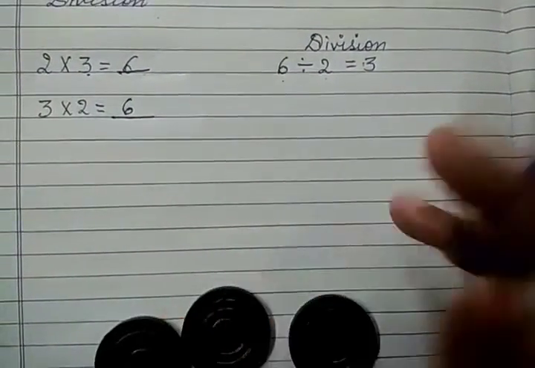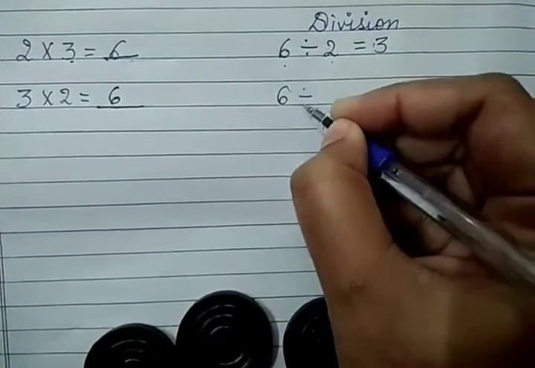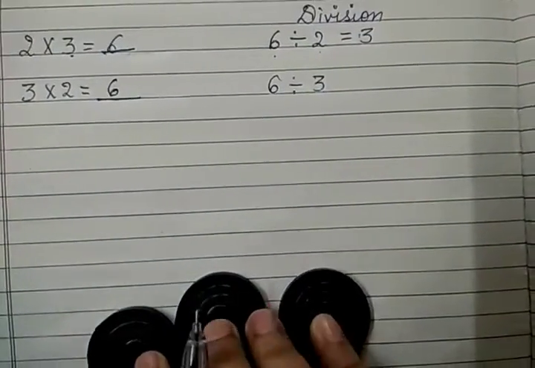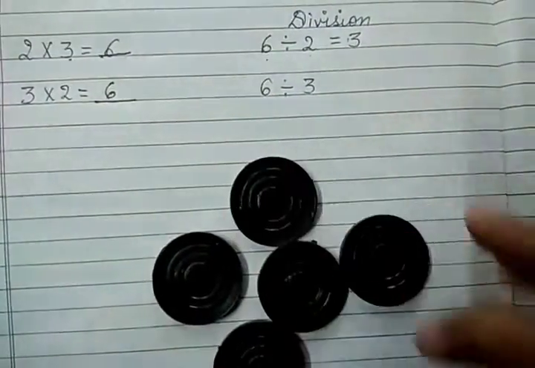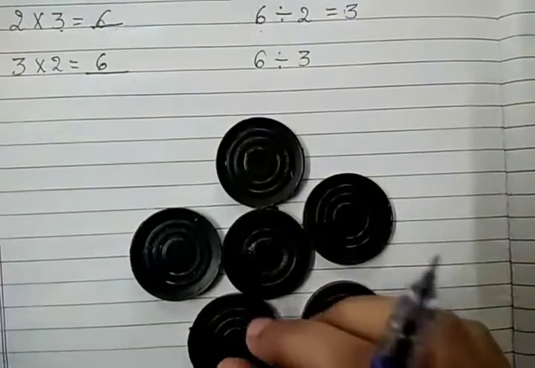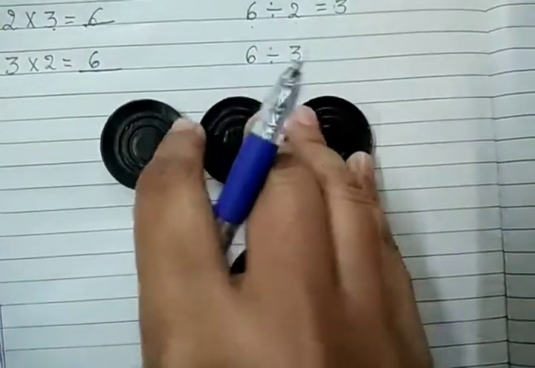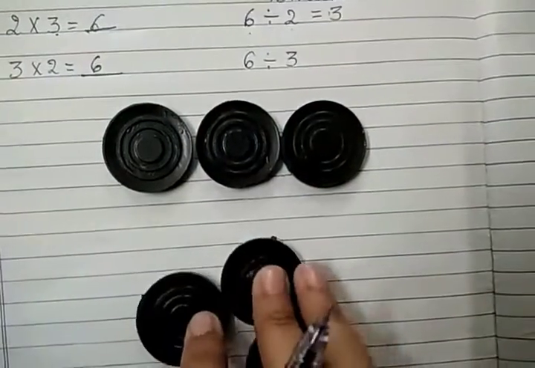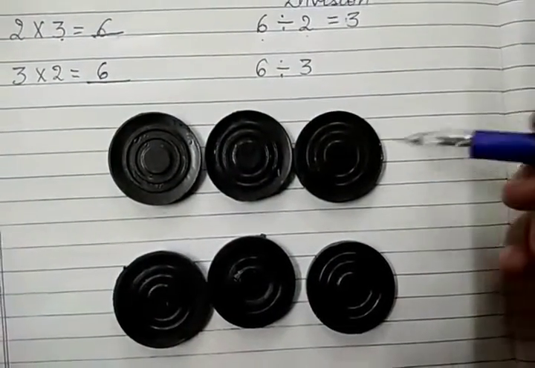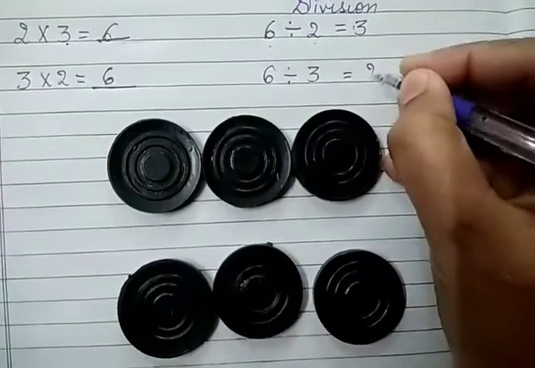Next, if we change the numbers, that is 6 divided by 3. Now what we have to do: these are the 6 coins we have, and we have to make groups of 3. So this is the first group and here comes another group. So the total number of groups we have is 1 and 2. So the answer is 2.